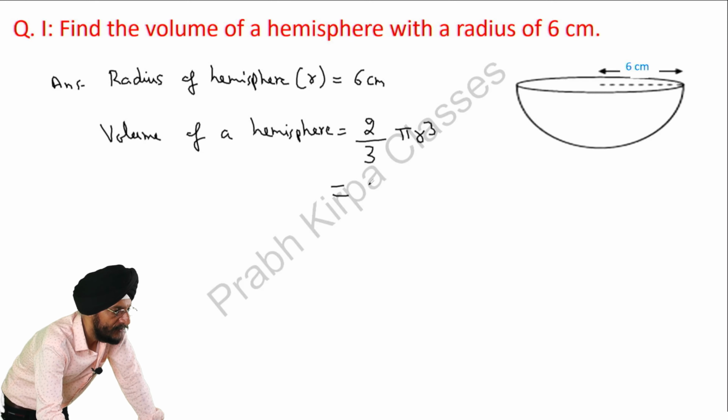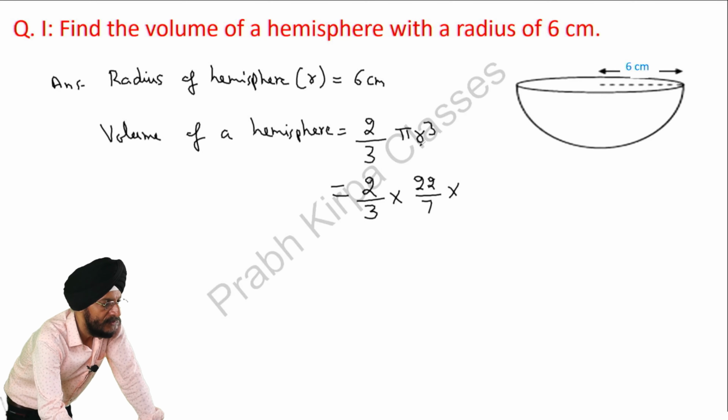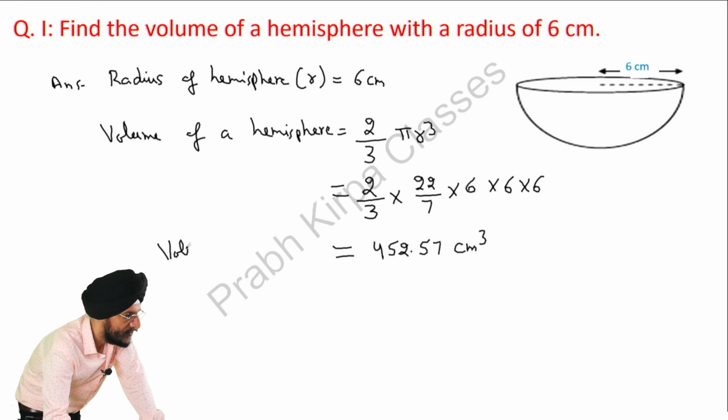Now we will fill in the relevant values. 2 over 3 pi stands for 22 over 7. Now we will fill the value of r cube. So we will write 6 into 6 into 6, and if we solve it, we will arrive at 452.57 cubic centimeter. So this is the volume of hemisphere. This is the answer before you.